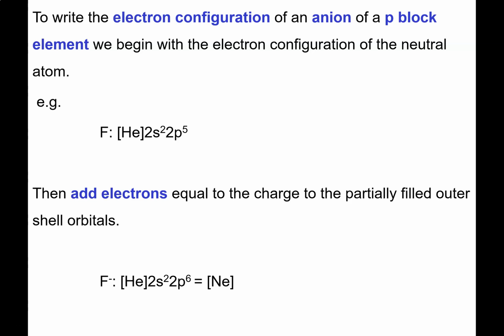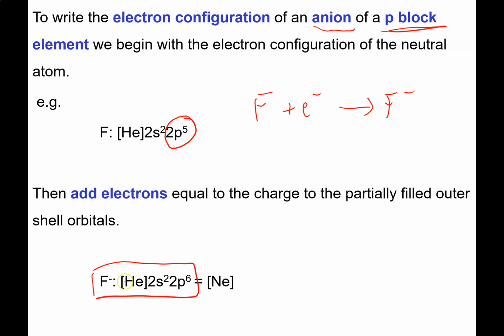So if I want to write an electron configuration for an anion formed from a p block element, it's a similar scenario, except this time I'm going to be adding electrons to my outermost subshell. So here's a fluorine atom, which has electron configuration helium 2s2 2p5. I know that fluorine loves to gain one electron and form a fluoride ion with a single negative charge. So I'm just going to add that one electron to the outermost subshell there. And so here's my electron configuration for my fluoride ion, helium 2s2 2p6.